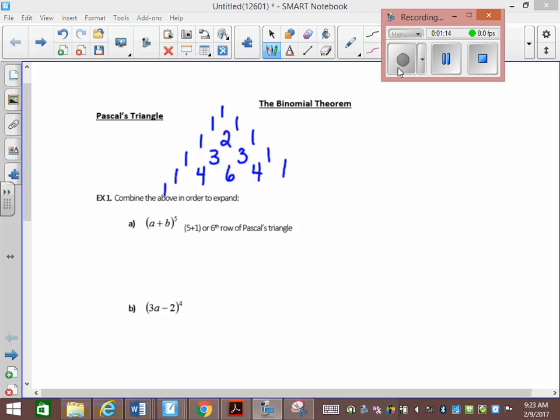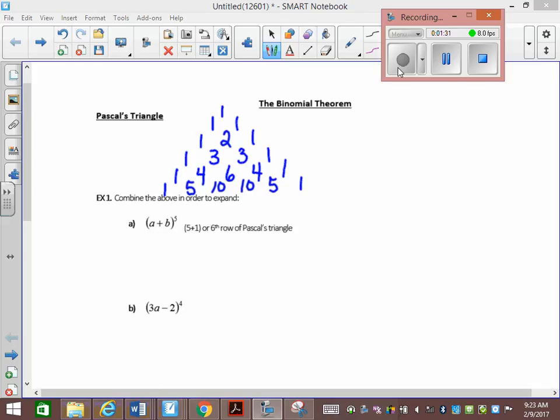Then we start with a 1. 1 plus 4 is 5. 4 plus 6 is 10. 6 plus 4 is 10. 4 plus 1 is 5, and we end with a 1. And you can just keep going. Okay, that's Pascal's triangle. I'll explain to you why it actually is helpful when we get through the next step.